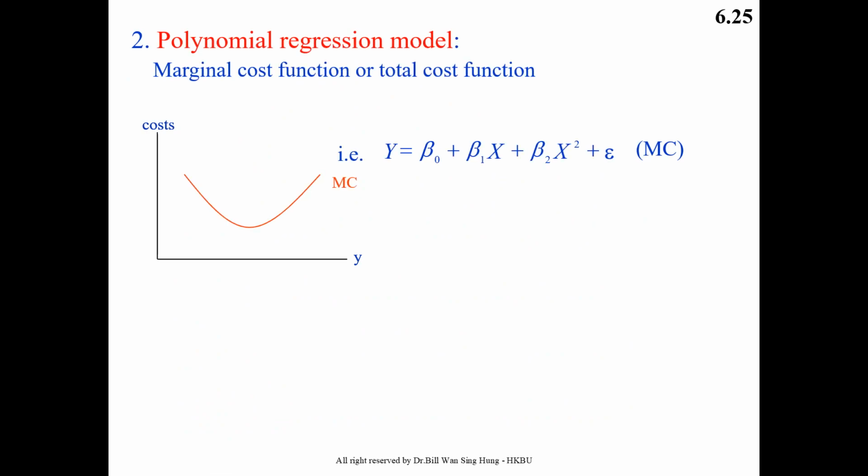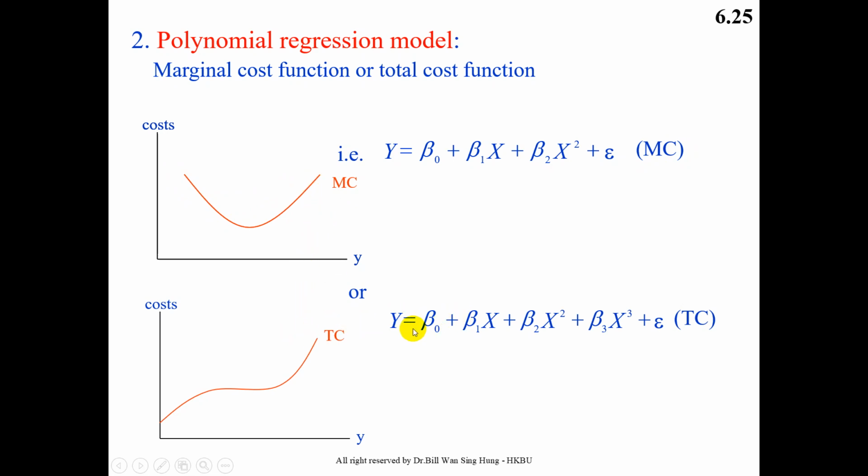This is the polynomial regression model, and one of the forms of the polynomial regression model is the marginal cost function or total cost function. The form of this is y is equal to beta naught plus beta 1 x plus beta 2 x square plus epsilon. This is the marginal cost function, and this is the curve of the marginal cost function. And this is the polynomial function having a cubic term, and this is the total cost function. X appears as absolute, as square, and as cube, and its graph is like this. So this is the total cost function.